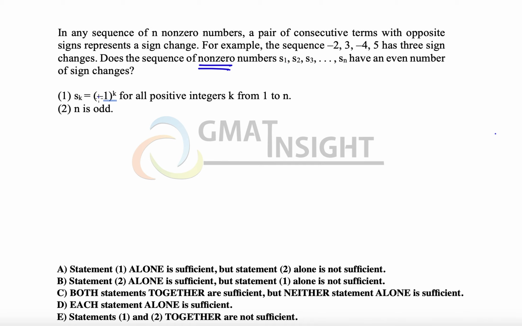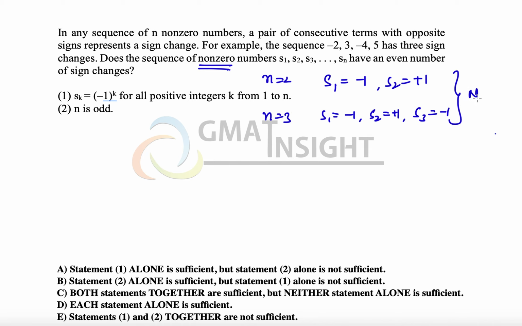Now Sk is given as -1 to the power k for all the positive integers from 1 to n. So now it entirely depends on the value of n. For example, if n is equal to 2, then s1 will be -1, s2 will be +1. So for n equal to 2, there is only one change. But for n equal to 3, s1 will be -1, s2 will be +1, s3 will be equal to -1. So now we can see that there are two sign changes. So depending upon the values of n, the signs are changing. Therefore, we say that the first statement alone is definitely not sufficient to answer the question.